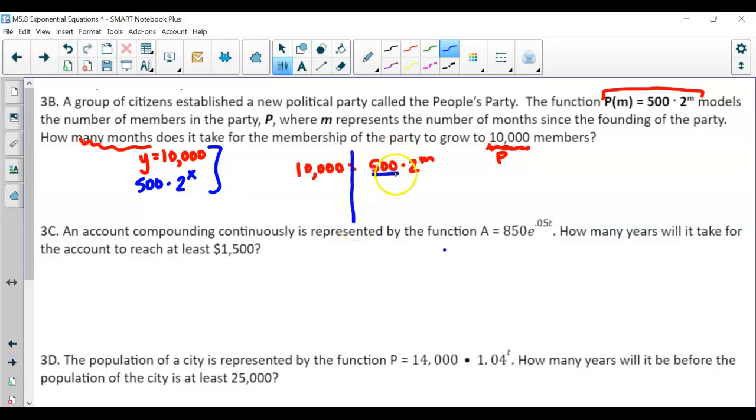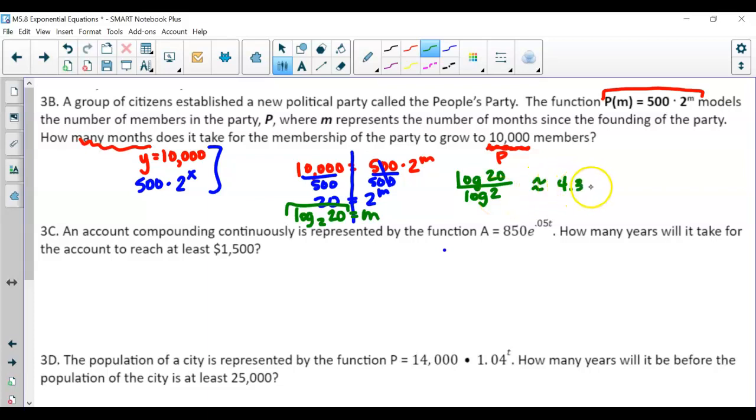So if you're multiplying by 500, divide by 500. So now I've got 2 to the m is equal to 20. Now don't divide by 2 and say my answer is 10, right? So now here we need to convert this as a log. So this again is log base what? 2 of 20 is equal to m. So now change of base, right? Log of 20 divided by log of 2. And here you get approximately 4.3 months.